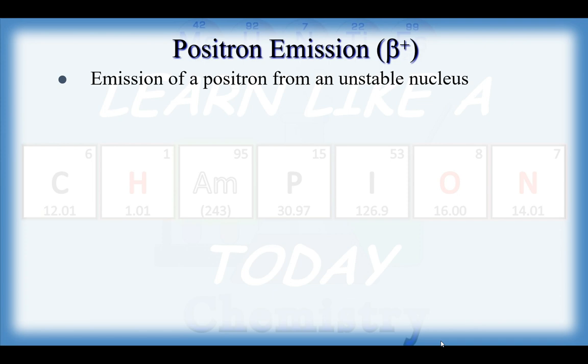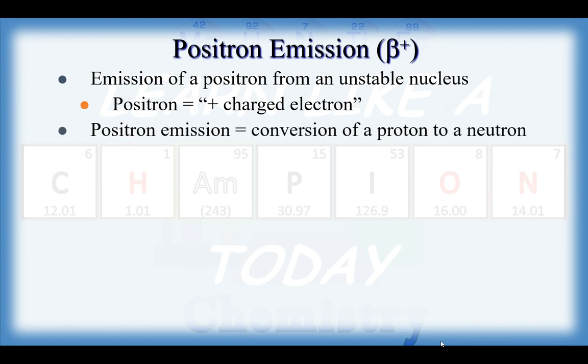a positively charged electron, if you will. It's the antiparticle to an electron. Like beta particles, they emit from an unstable nucleus. And a positron, you can kind of see it in the name, positively charged electron. Basically, it's the reverse of beta. Remember, in beta, we have a neutron that converts into a proton and an electron. So positron emission is going to result in the opposite process. A proton is converted back to a neutron.